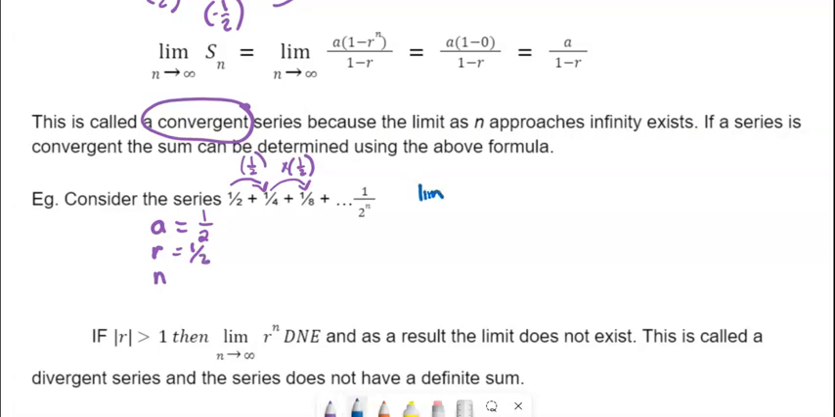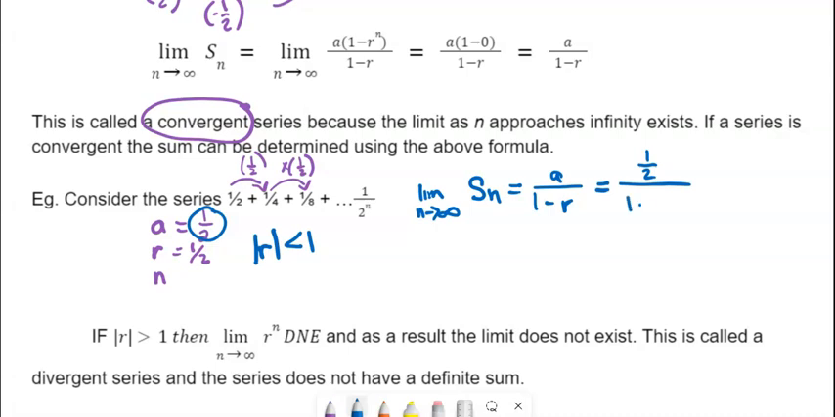So now I know that my absolute value of r is less than 1. So the limit as n approaches infinity, so as the sequence carries on forever and ever, the sum of this series is a over 1 minus r. A is 1/2, and my rate is also 1/2. And when I solve this, 1/2 divided by 1/2, excuse me, is just 1. So the limit of this sequence is 1.